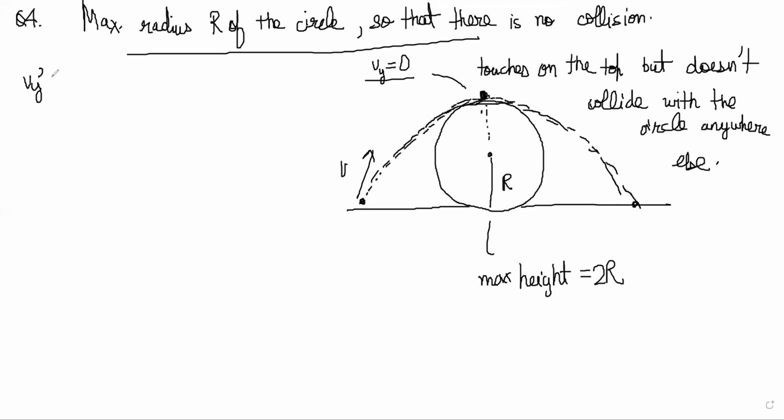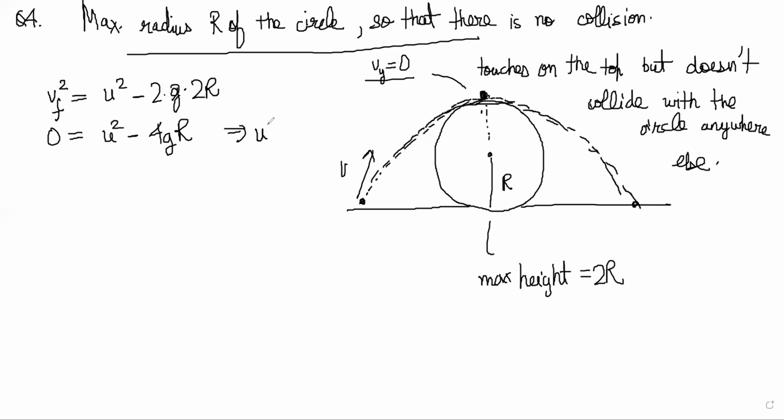That means Vy square is equal to u square minus 2 into g into 2r, right? What I'm saying is v final square is equal to u square minus 2 into g into 2r. This is your vertical equation. And the final is 0, so it is equal to u square minus 4gr. So this implies that u square was 4gr. And what is u? u is the initial vertical velocity, right? That is equal to 4gr.